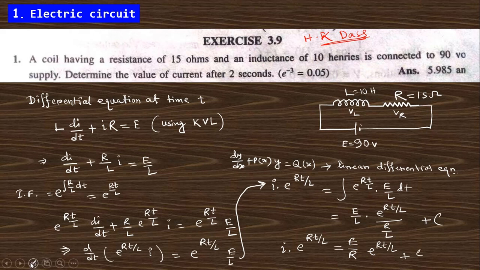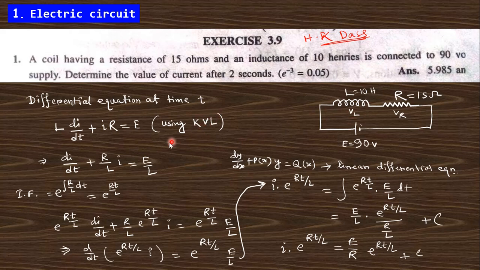This is exercise number 3.9 of that book. The question says: a coil having a resistance of 15 ohm and an inductance of 10 Henry is connected to a 90 volt supply. Determine the value of the current after 2 seconds. After 2 seconds, what will be the current in this circuit?